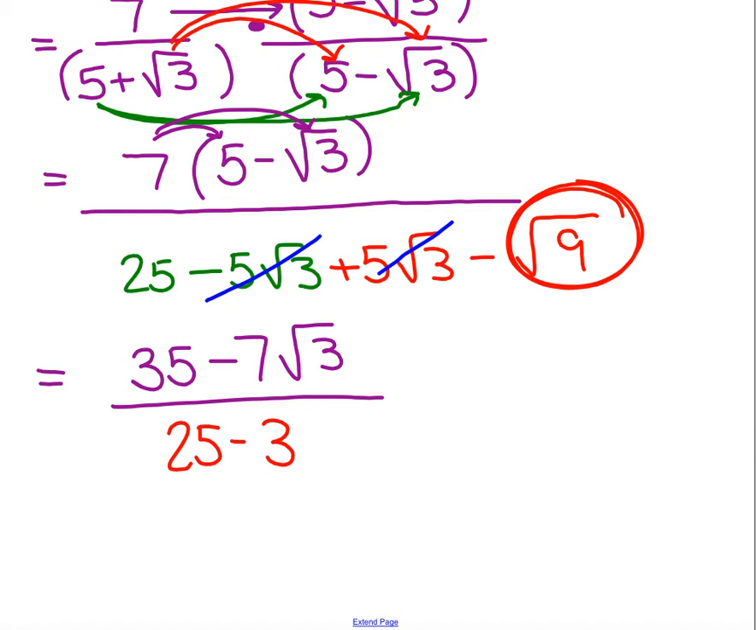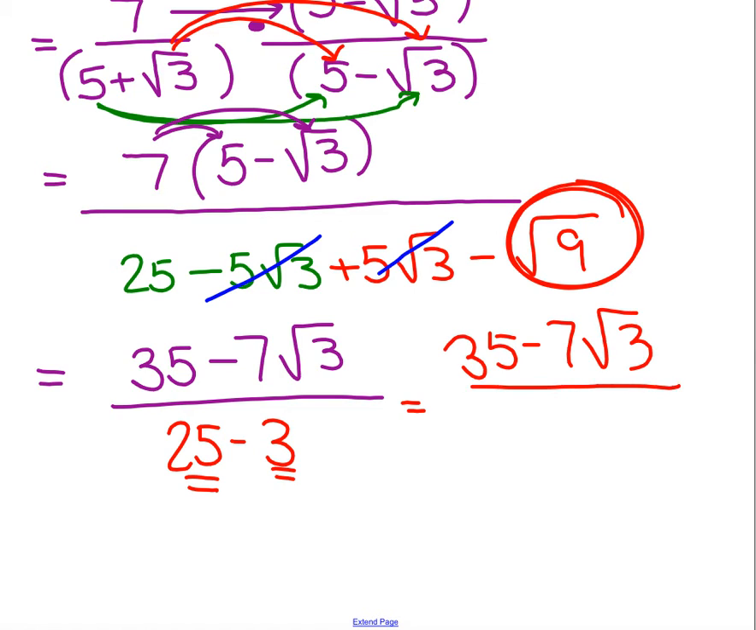So notice, here is your a, here is your b. a minus b, what we said earlier. So 35 minus 7 square roots of 3 over 25 minus 3, which is 22. So that's how you rationalize when you have two terms. You have to multiply by its conjugate.